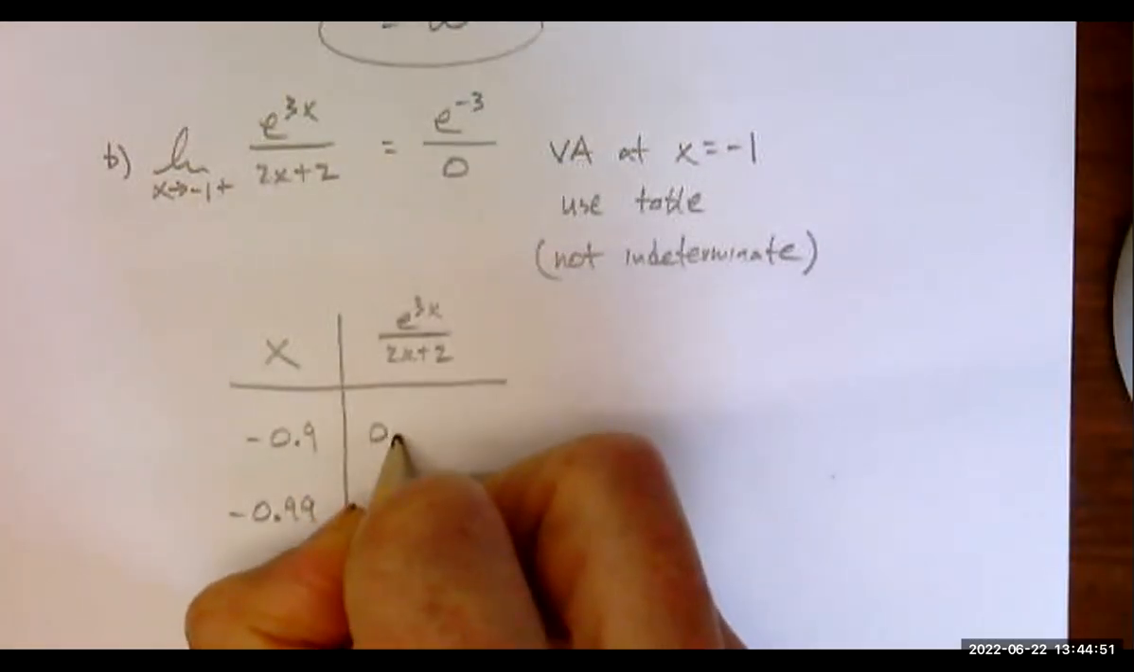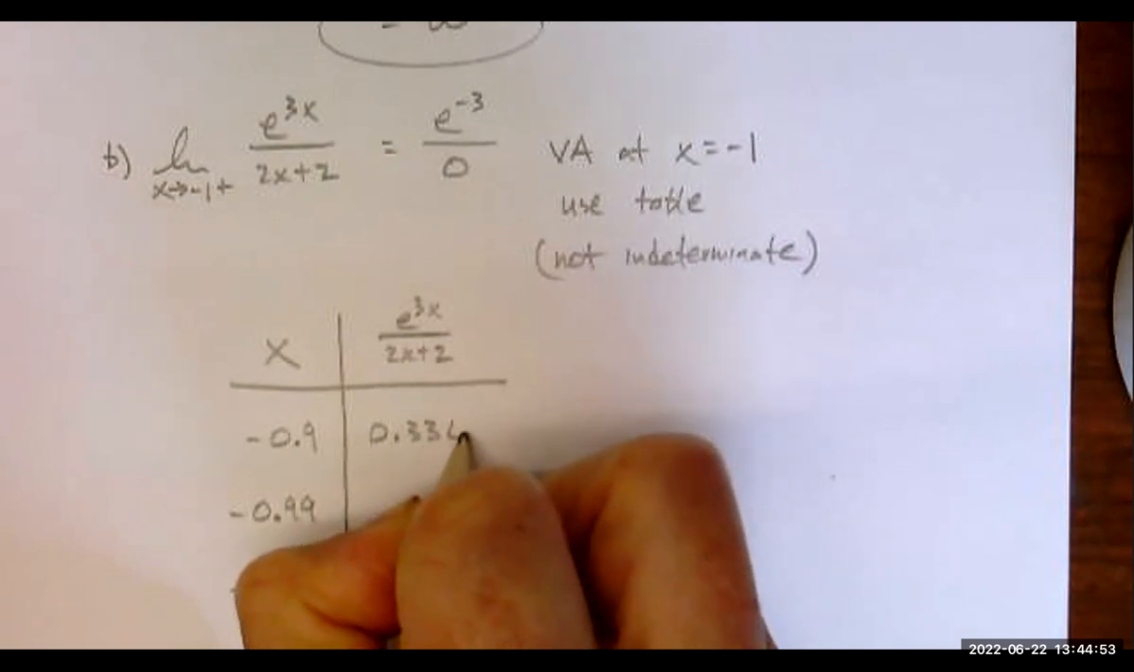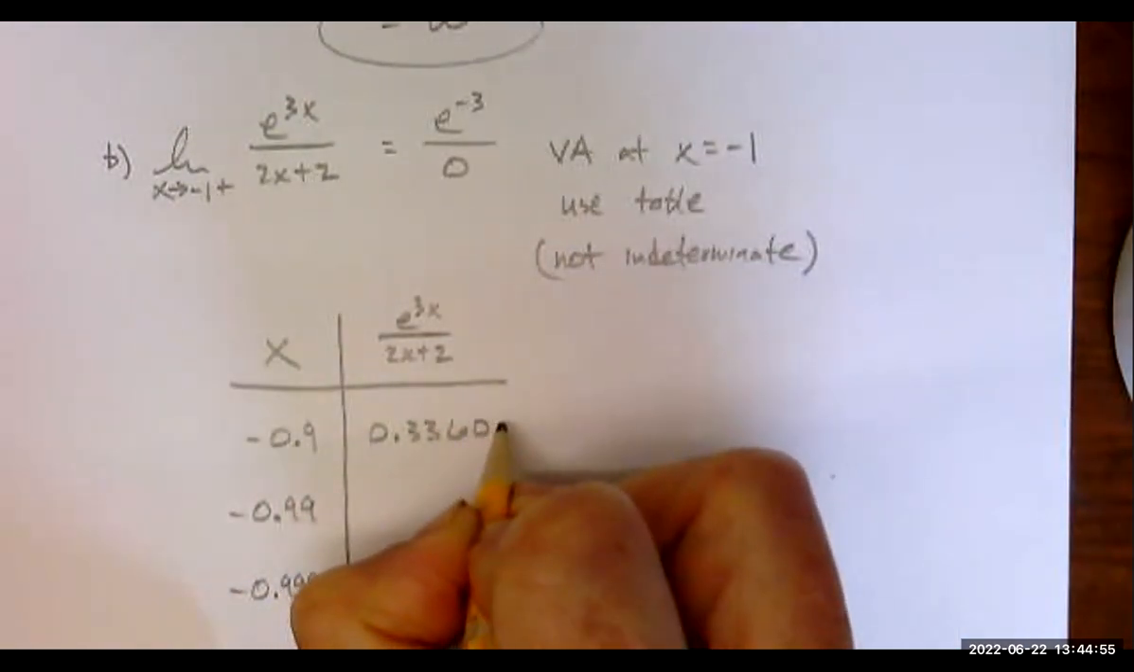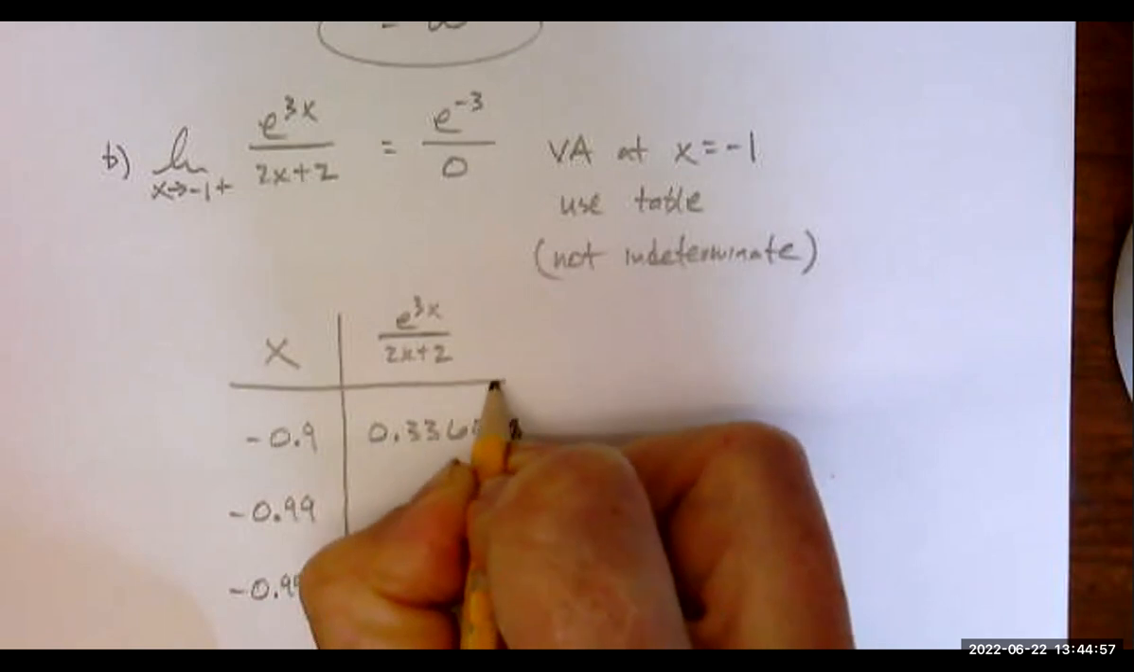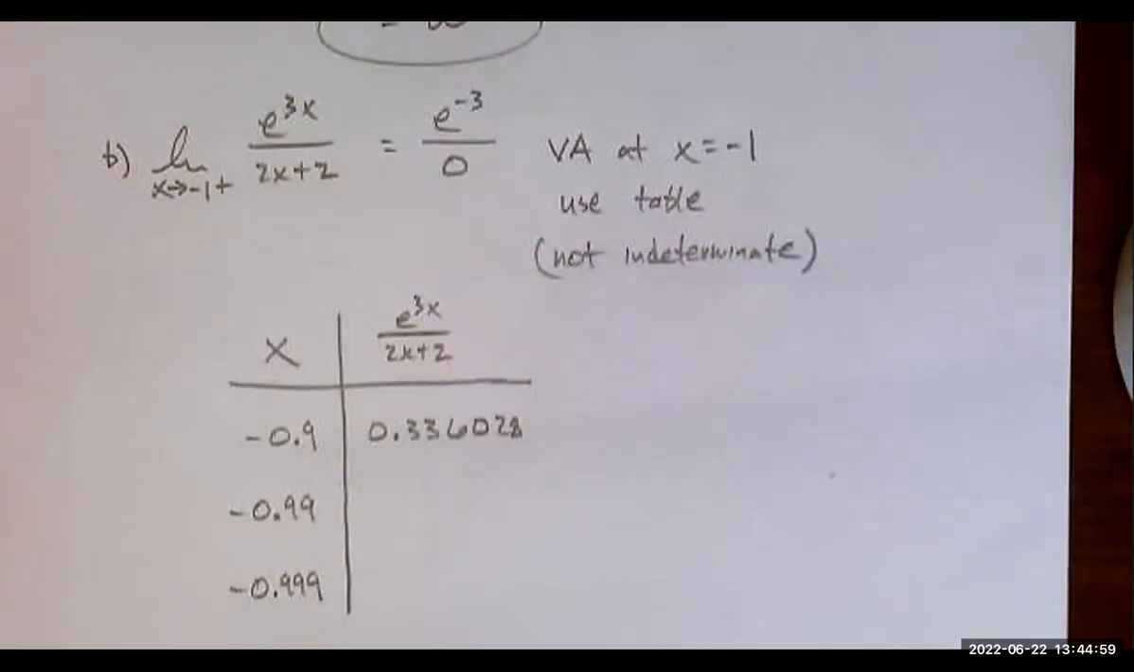Okay, I got 0.336028. Okay. e to the 3 times -0.99 divided by 2 times -0.99 plus 2.